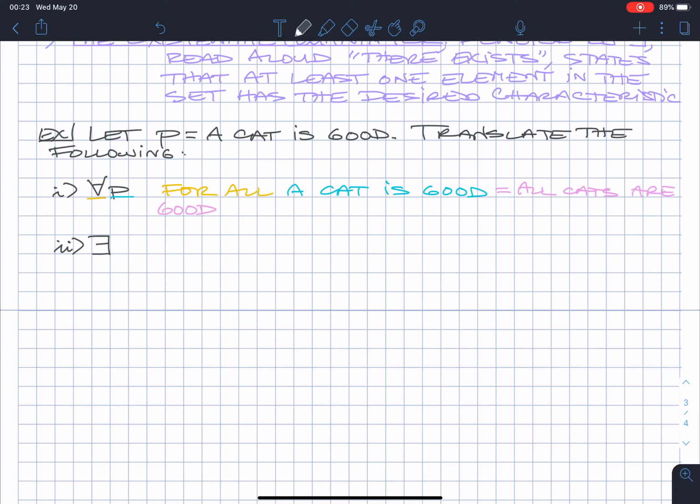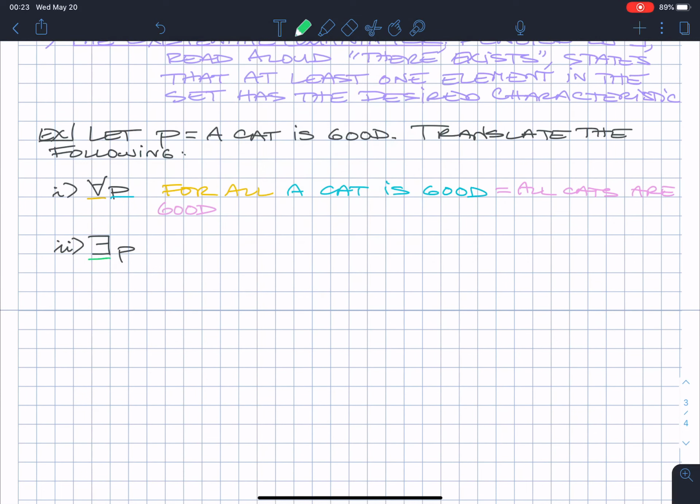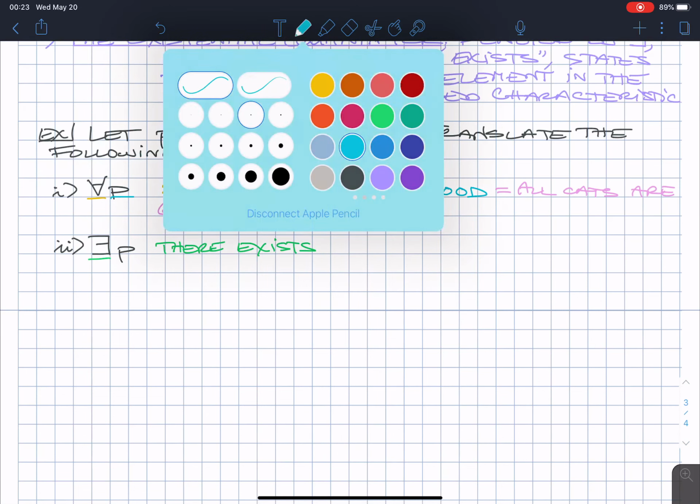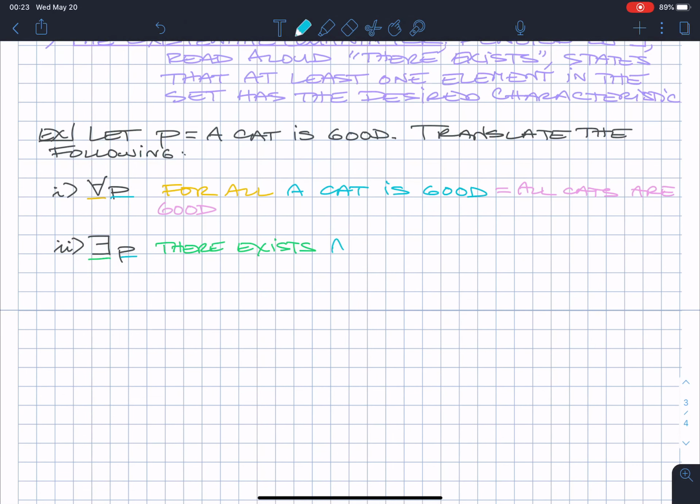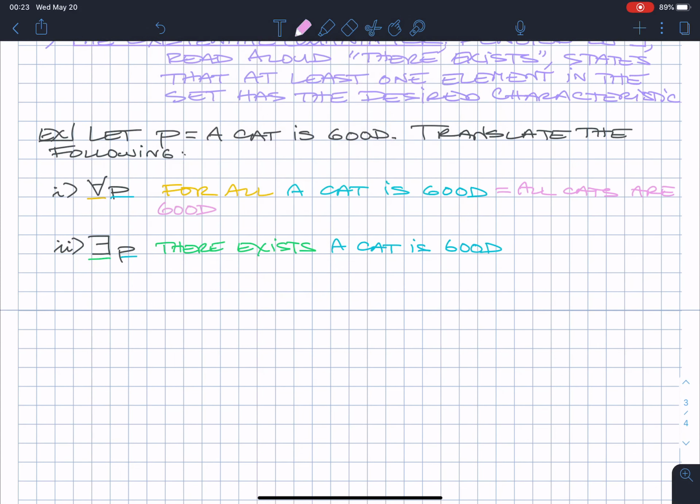Now backwards E, P. This is backwards E, there exists, and then a cat is good. I would translate that as there is a good cat.